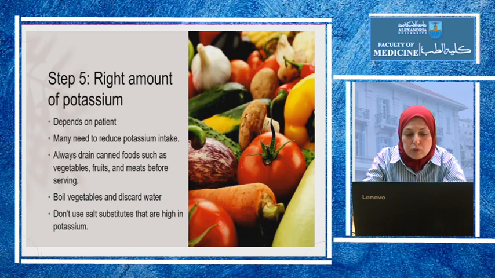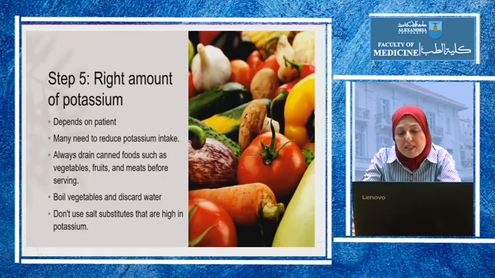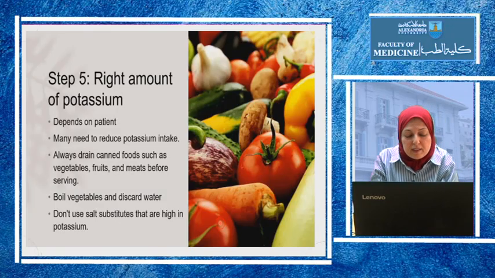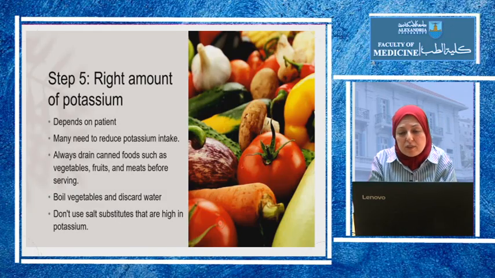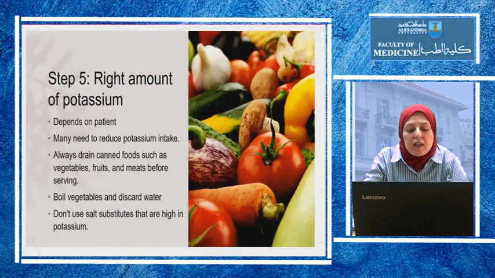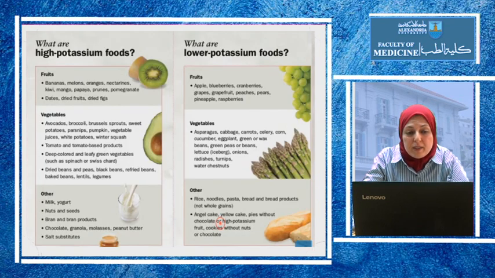Boil vegetables and discard the water. Boiling of the meats that contain phosphorus can reduce the phosphorus content, and boiling vegetables, so we say half boil them and then cook them the way you want, will reduce the potassium contents. And it's very important to recommend against using the salt substitutes. Some patients with hypertension go to the pharmacist and take the salt substitute or the sodium-free salt, but actually these sodium-free salts are potassium salts, so they should be recommended against.